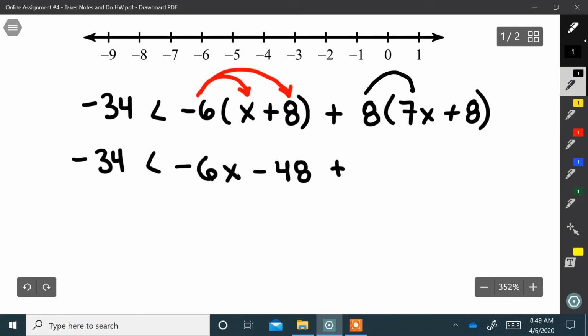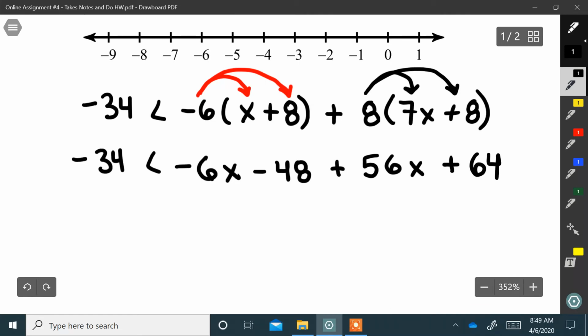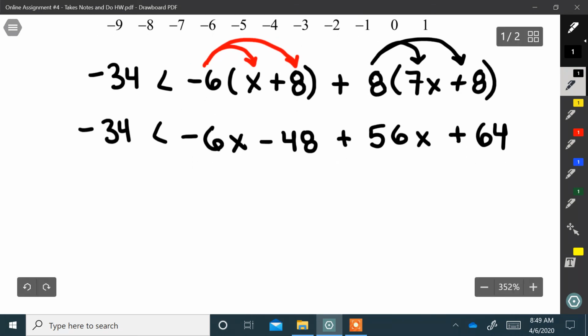We're going to go ahead and multiply 8 times 7. That's going to give me 56x. And finally, I'm going to multiply 8 times 8. That's, of course, going to give me 64. Okay, so what I did there was to distribute. I just multiplied all those numbers out. Now, the next step will be to combine like terms. Okay, so combine like terms.